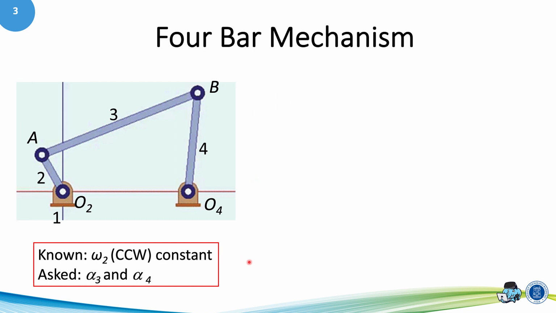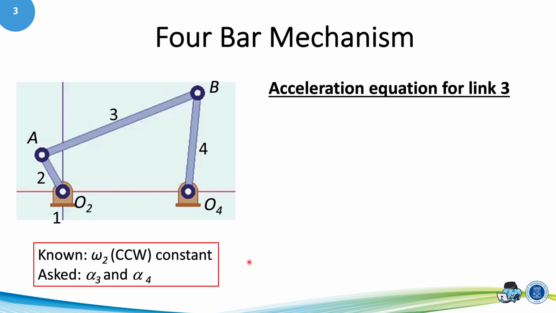Same as velocity analysis, the first step of acceleration analysis is to construct the acceleration equation. First step is to derive the acceleration equation for link number 3. The easiest way to construct the equation is by using the velocity equation. We have Vb is Va plus Vba. So, to obtain the acceleration equation for link number 3, we just change the V to A. So, we have AB is AA plus ABA.